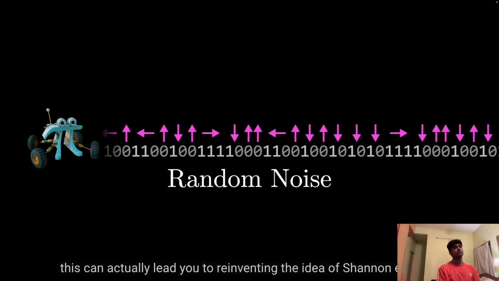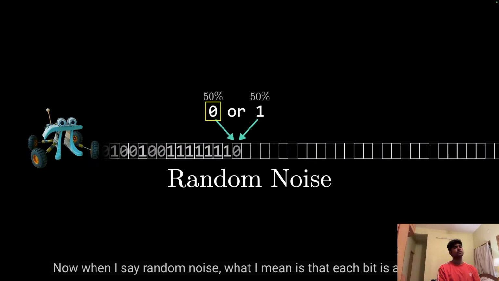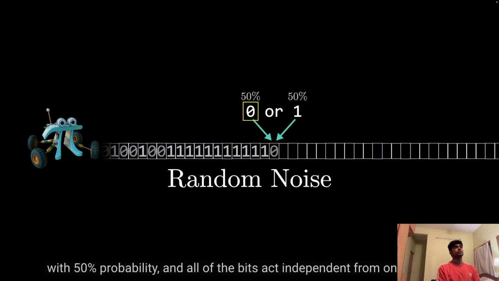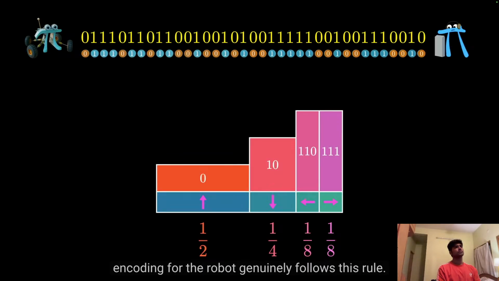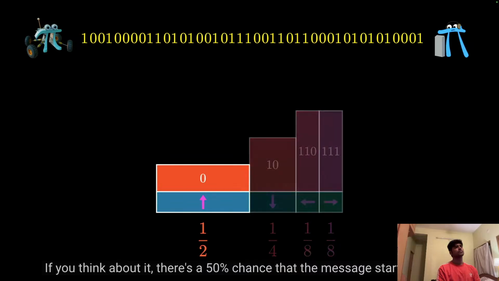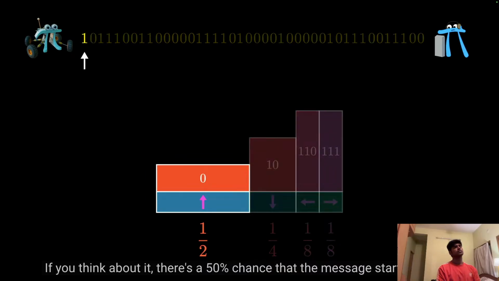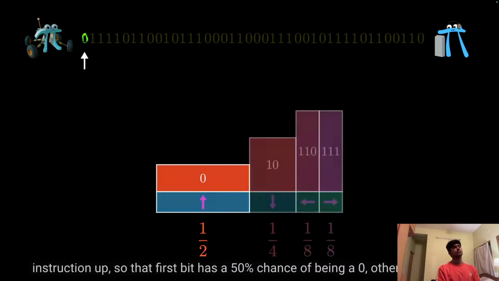Shannon entropy. Now, when I say random noise, what I mean is that each bit is a 1 or a 0 with 50% probability, and all of the bits act independent from one another. It's not hard to show that our second student's encoding for the robot genuinely follows this rule. If you think about it, there's a 50% chance that the message starts with the instruction up, so that first bit has a 50% chance of being a 0, otherwise it's a 1.